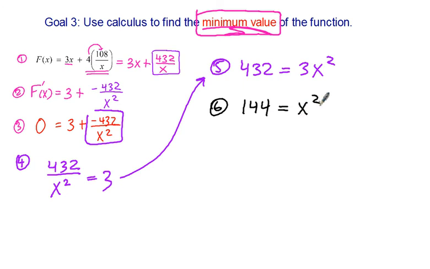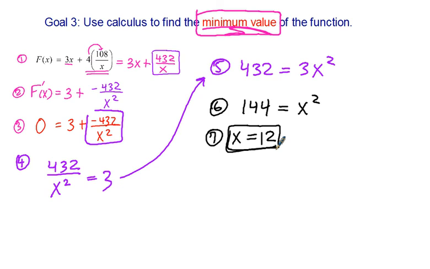Equals x squared. And so x must be 12. The square root of 144 is 12. Okay. And let me double check. Yep, looks good. Okay. So with that, we've now found the critical number for this function.